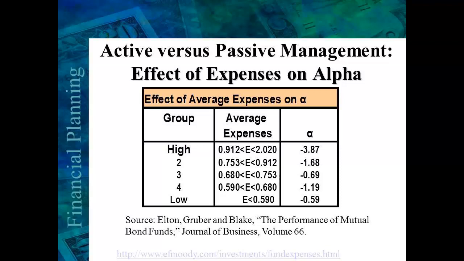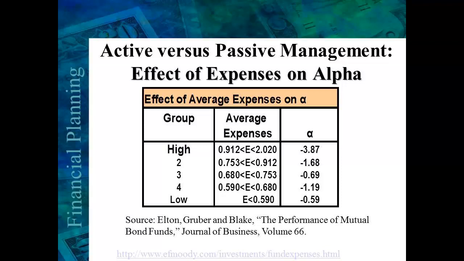The data on this table shows the higher fund expense structures are associated with lower alphas. Funds with expenses exceeding 90 basis points had a very high negative mean alpha of minus 3.87. Those funds charging expenses between 75 and 90 basis points had a mean alpha of minus 1.68. If active managers aren't able to beat the passive market indexes, then the higher fees would only worsen investor returns.